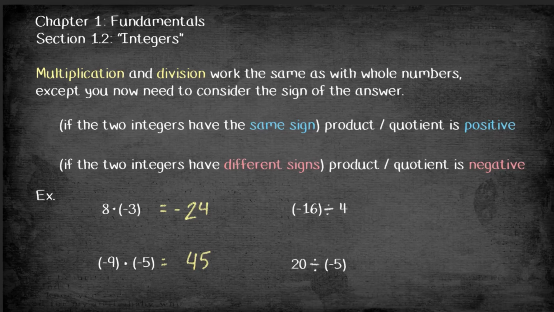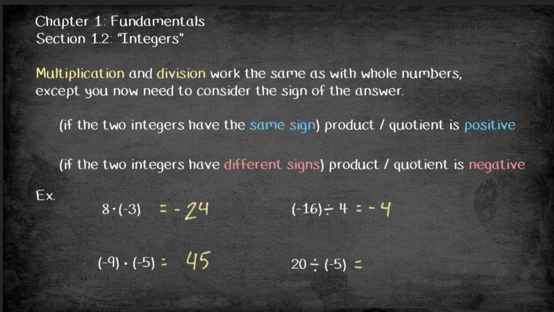Over here we have -16 divided by 4, which works the same as with whole numbers. So 16 divided by 4 is, of course, 4. But the two numbers have different signs, so the quotient is actually negative. And it doesn't really matter if the divisor, which in this case is 4, or the dividend, which in this case is -16, it doesn't matter which of those two is negative.